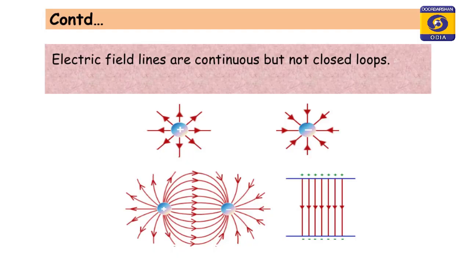Here you can see that electric field lines are continuous, but not closed loops. Why are they continuous? Because the electric field lines do not break in mid air. So, they are continuous curves, but not closed loops, because they start from positive and end on negative and do not come back from negative to positive again. That is why they are not forming closed loops.